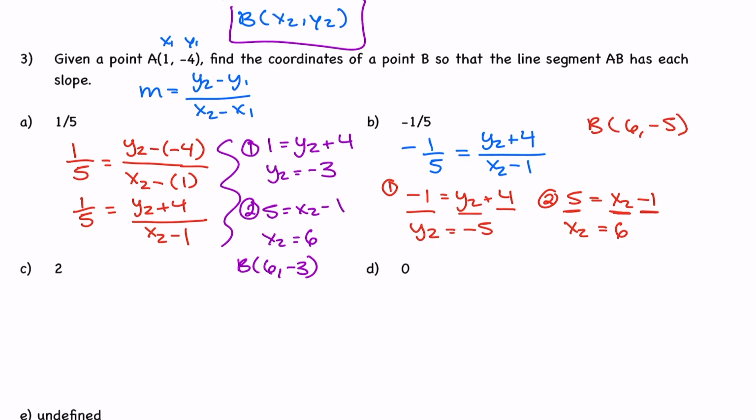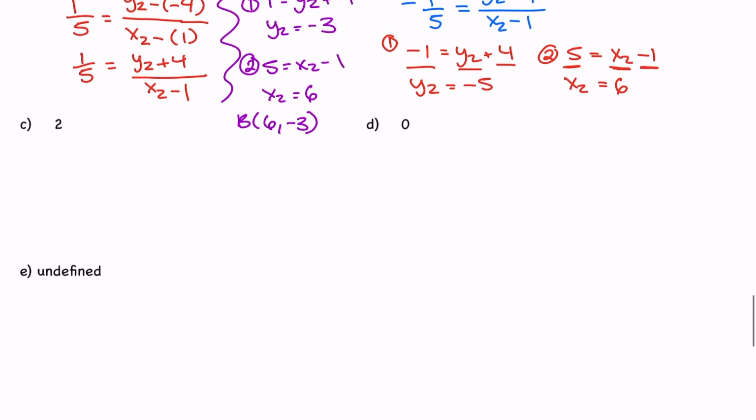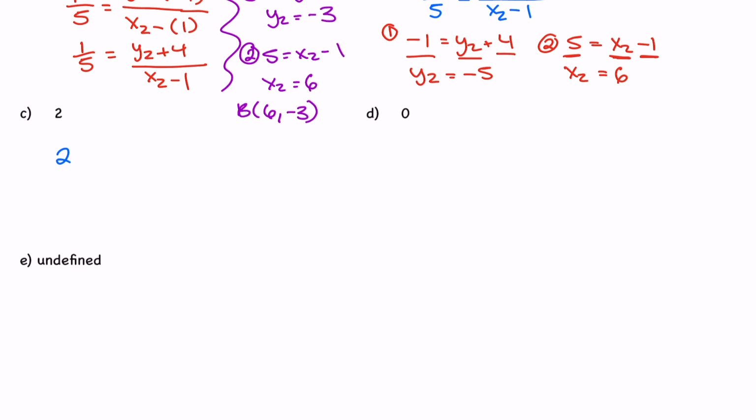And if we were to plug in our x2 and our y2 and our x1 and our y1 into the slope equation over here, we should get negative 1 over 5. And now I'm just going to do the same thing for part C, D, and E. And that is going to be equal to y2 minus y1 over x2 minus x1. But I'm just going to use the same point as before since our A coordinate is the same.